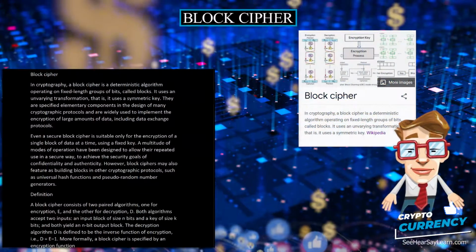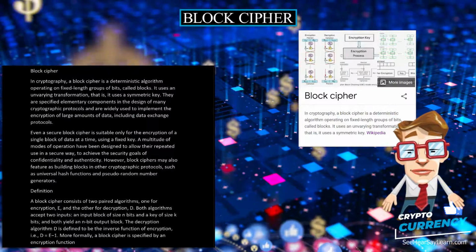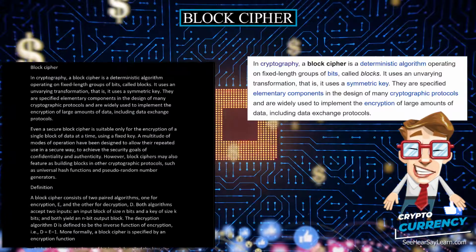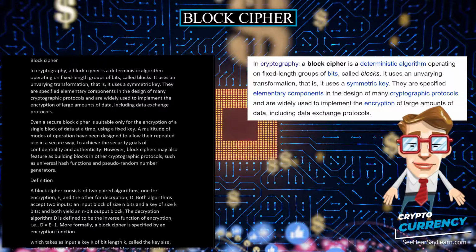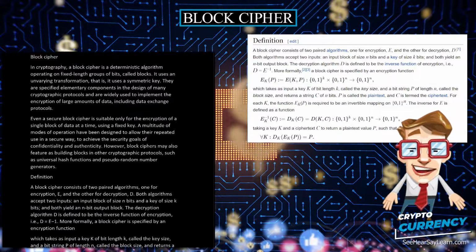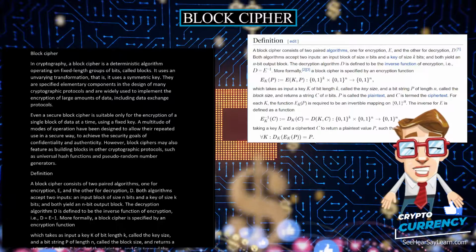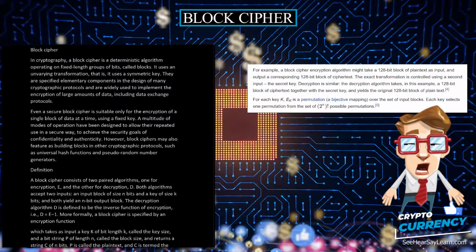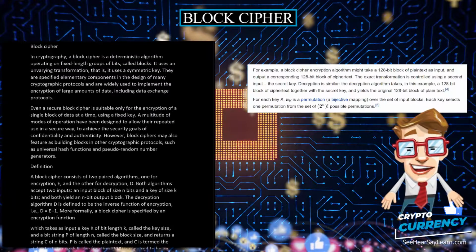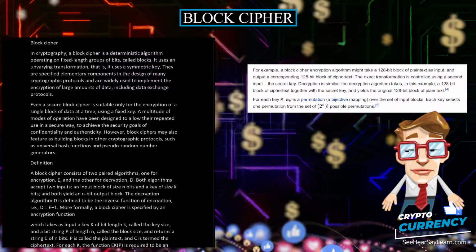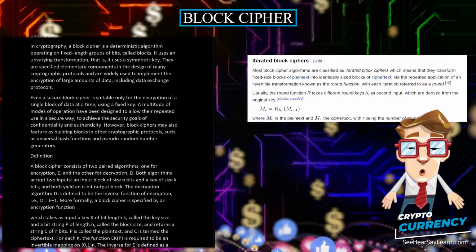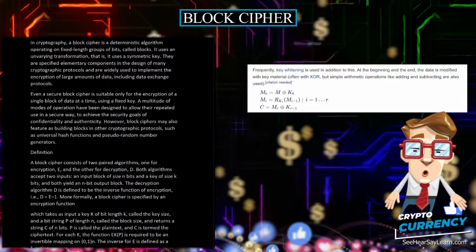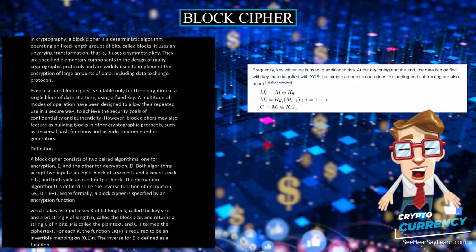Block cipher. In cryptography, a block cipher is a deterministic algorithm operating on fixed-length groups of bits, called blocks. It uses an unvarying transformation, that is, it uses a symmetric key. They are specified elementary components in the design of many cryptographic protocols and are widely used to implement the encryption of large amounts of data, including data exchange protocols.